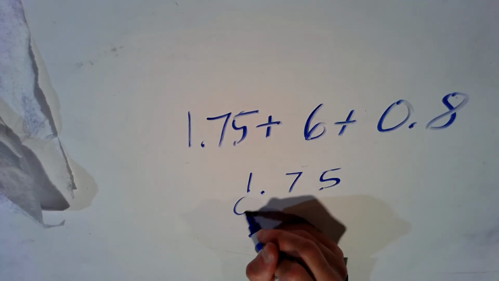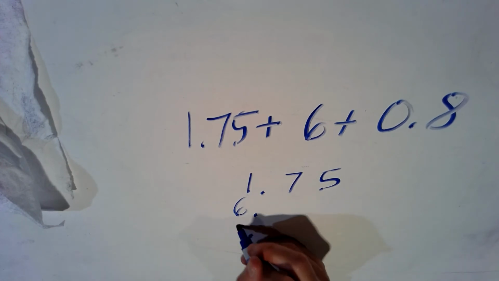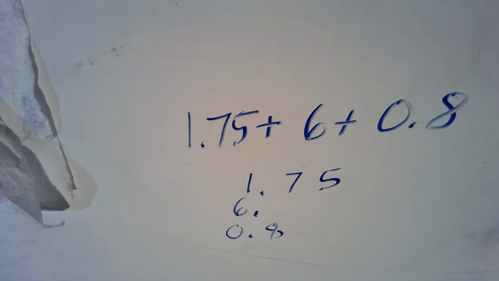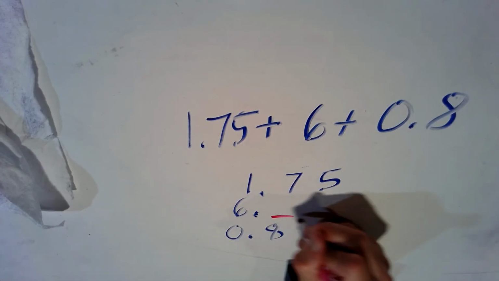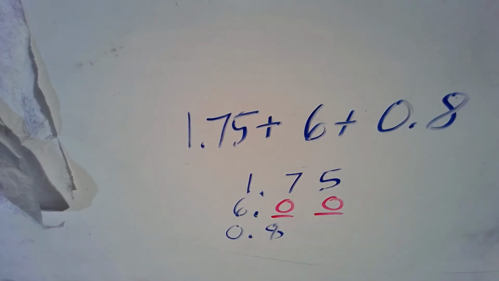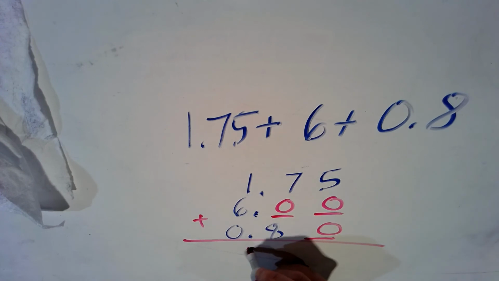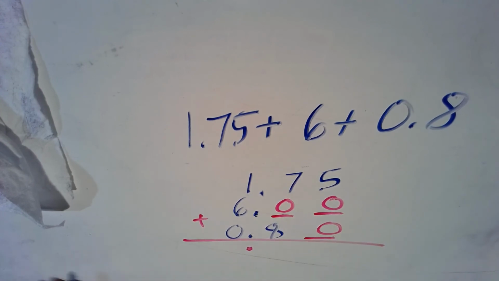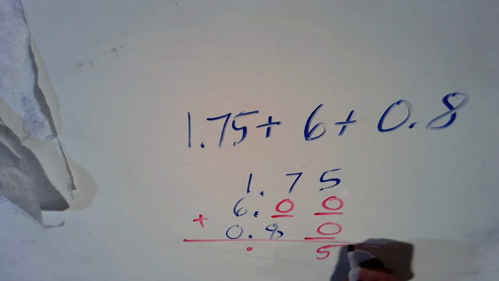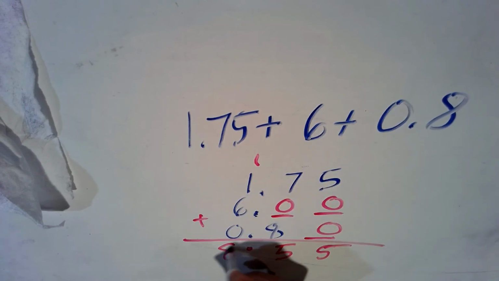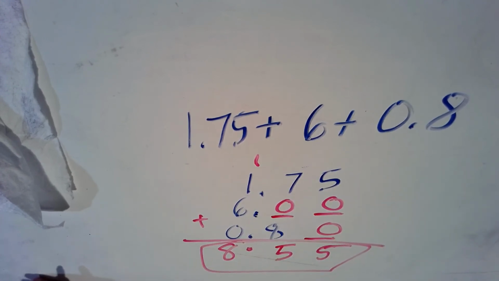Six is 6 ones, 0 and 8 tenths. We've got our decimals lined up. Now we need to make sure we've got a placeholder for the tenths and the hundredths place. We're going to line up our decimals. 5 plus 0 plus 0 is 5. 7 plus 0 plus 8 is 15. Regroup. 1 plus 1 is 2 plus 6 is 8. 8 and 55 hundredths is your sum.